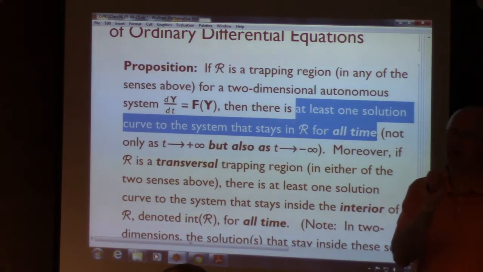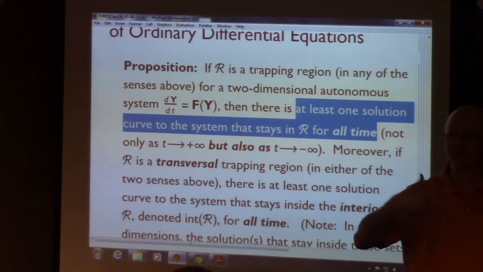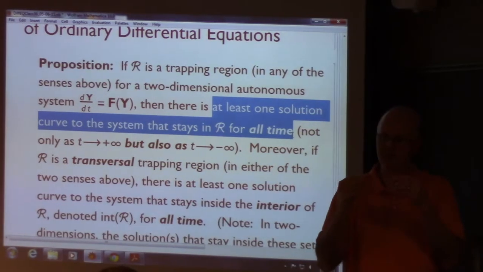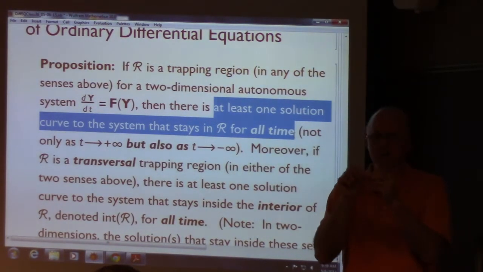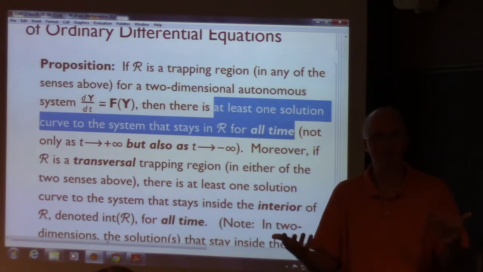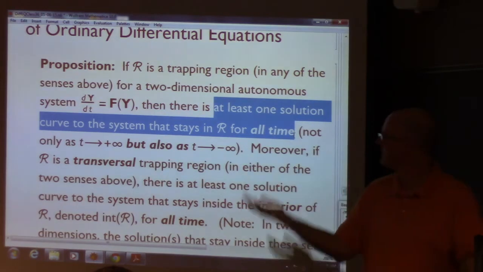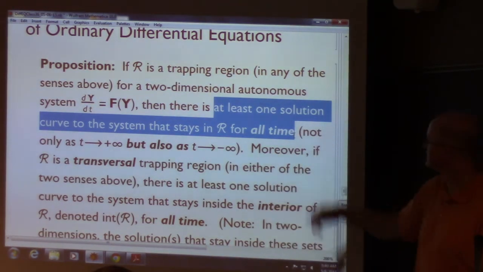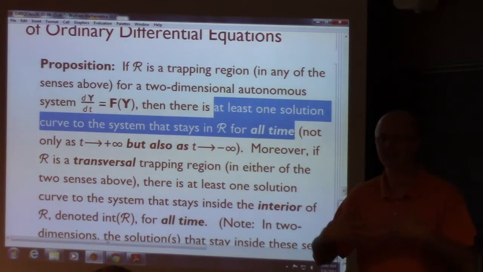Okay? You could have more than just an equilibrium point staying inside the trapping region for all time, though. You could have a periodic solution. You could have solutions in between a periodic solution and the equilibrium point stay in the middle of the periodic solution. That kind of thing can happen. You can have other equilibrium points. It can be more than just one equilibrium point. This proposition, this fact here is still true. There's a solution, at least one solution curve that stays inside there for all time, not just as time goes forward.